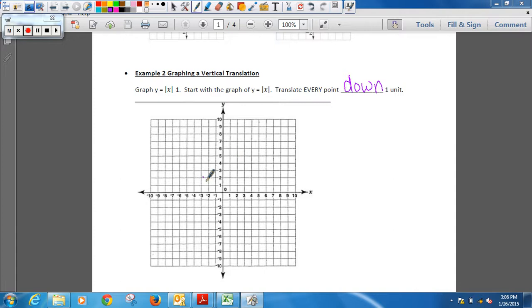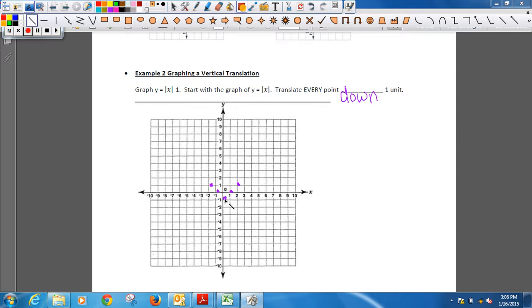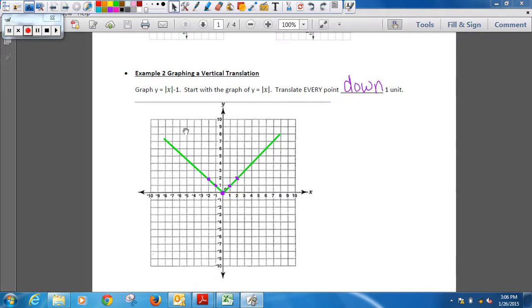It says start with the graph of y equals the absolute value of x. So my vertex, that's the basic one, 0, 0. I go up 1 over 1, up 1 over 1. And the same thing over here, up 1 over 1, up 1 over 1. And then I need to use my straight edge to complete that graph. Put my arrows on the ends, and that's my basic graph.